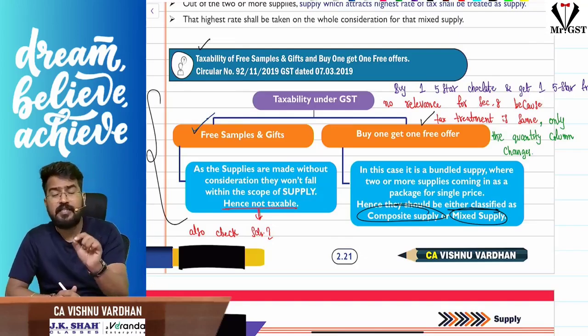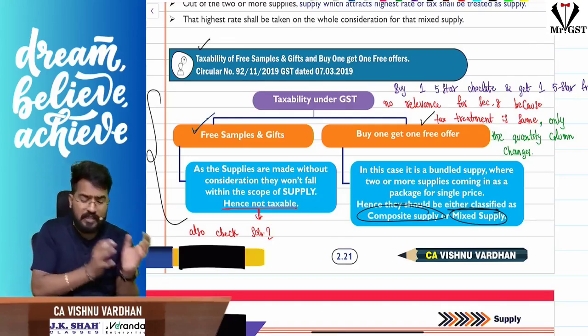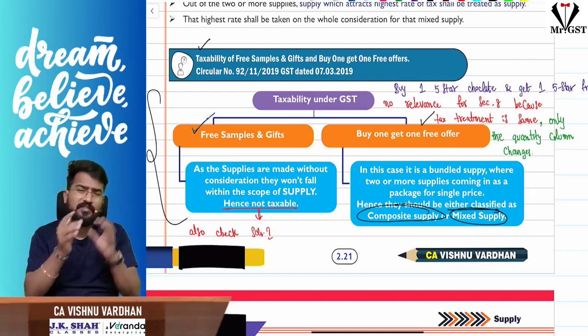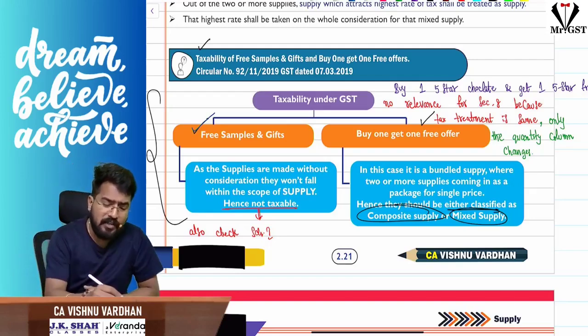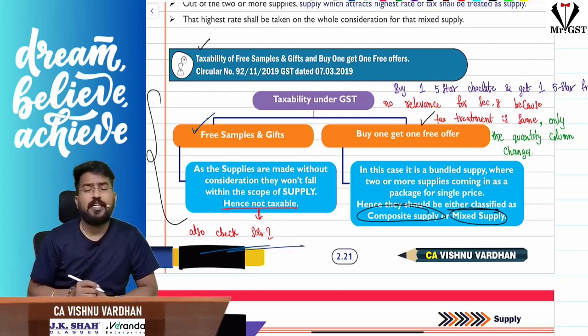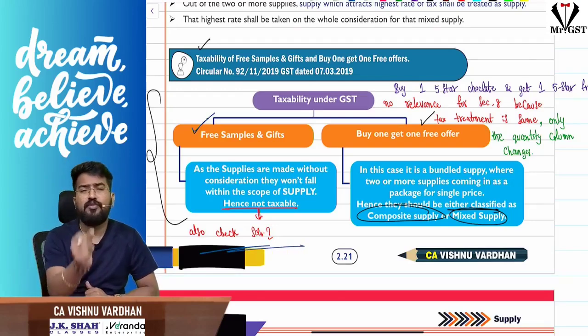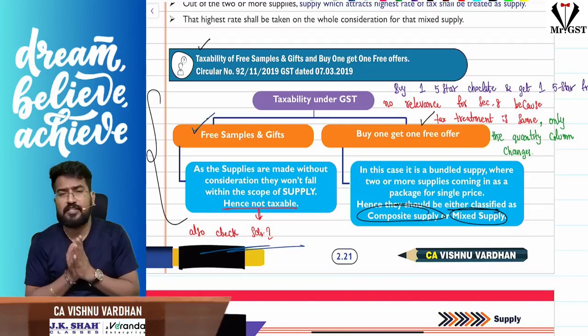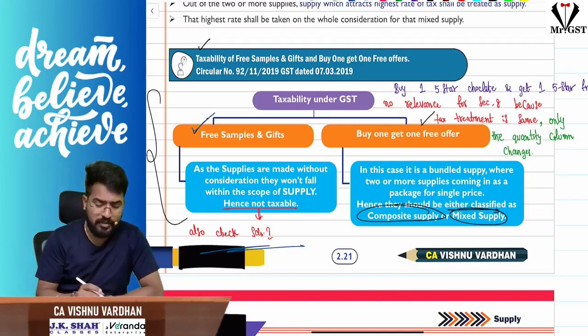But in certain cases, even though there is no consideration, we call it a supply. Which cases? Schedule 1 cases. So when free samples and gifts are given, you should see whether they fall within the scope of Schedule 1. If they do, then it is called a supply. Otherwise it is not a supply, simple, because there is no consideration.